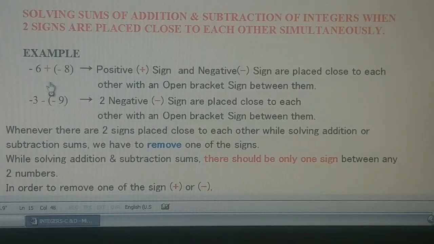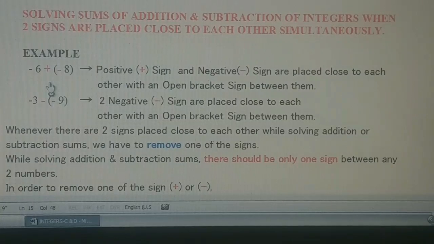We'll be learning another topic today in integers part 4. Today in integers part 4, we'll be learning how to solve sums of addition or subtraction of integers when there are two signs placed simultaneously close to each other. We can understand this through two examples. Here there are two examples, first and second. In the first example we see minus 6 plus minus 8. Between 6 and 8 there is a positive sign and a negative sign. Two signs are placed close to each other with an open bracket in between them.